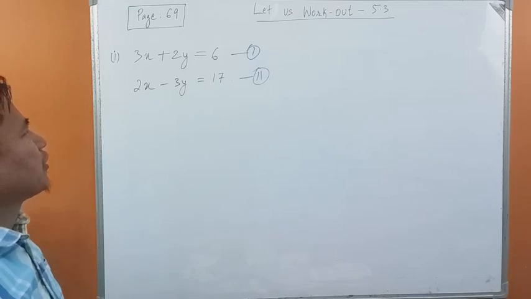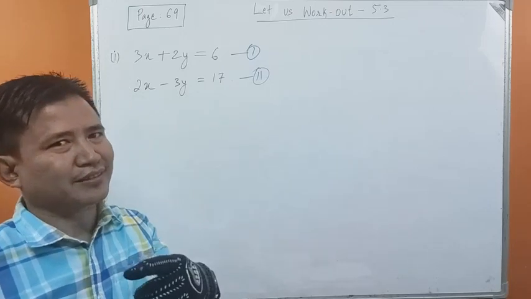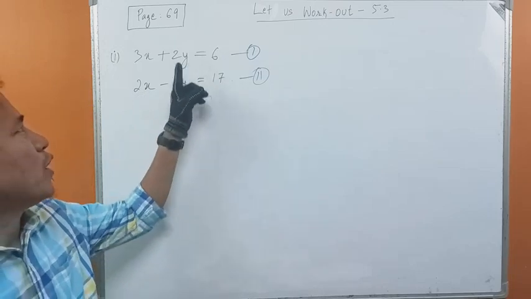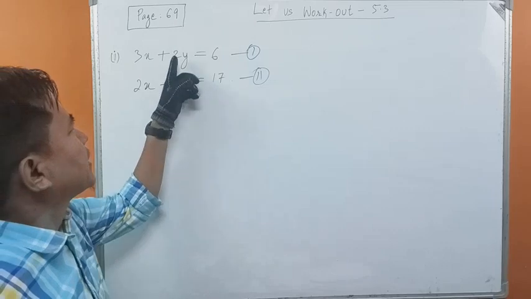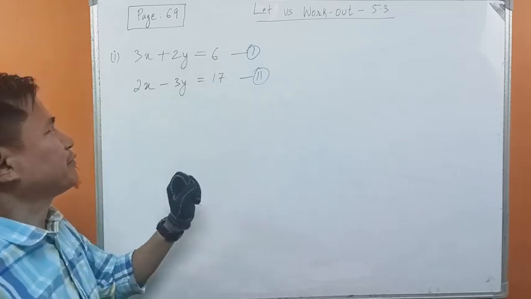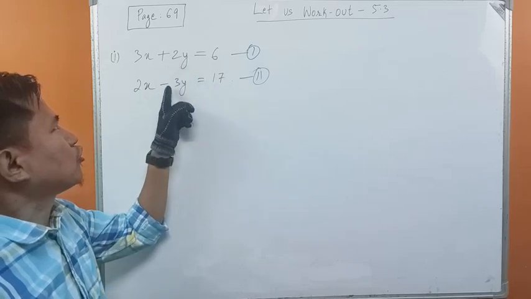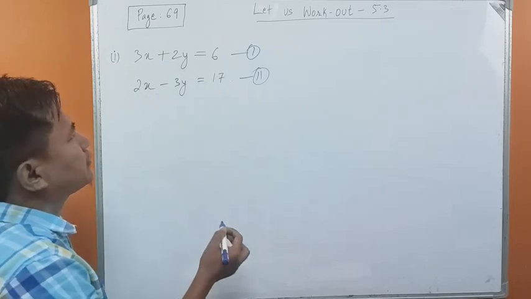Now if I wish to eliminate y, that's my choice. You can wish to eliminate x as well. If I wish to eliminate y from these two equations, the first thing is, I need to make the coefficient of y in both the equations equal. Are you getting me? I need to make the coefficients of y in both the equations equal. So how do I do that?